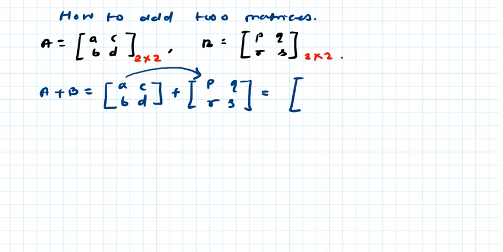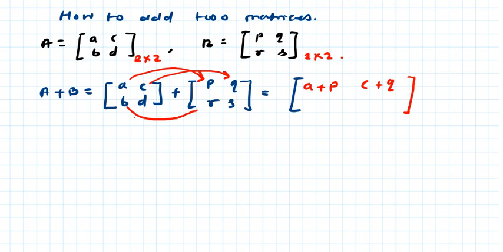What will you do while adding? You need to add the corresponding elements. So this will be A plus P. Also this C will get added with this Q, so this will be C plus Q. Again this B will get added with this R, this will be B plus R, and this D will get added with this S, D plus S.